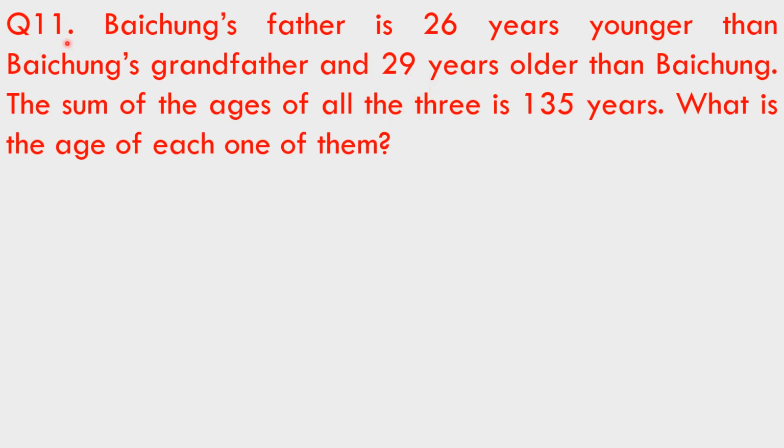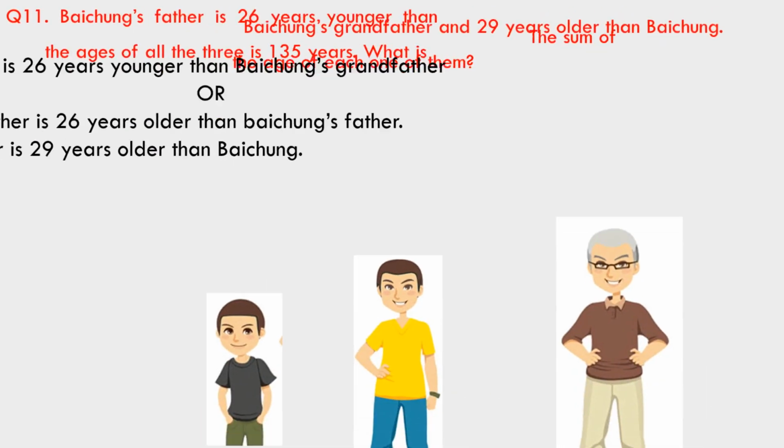Question number 11. Baichung's father is 26 years younger than Baichung's grandfather and 29 years older than Baichung. The sum of the ages of all the three is 135 years. What is the age of each one of them?